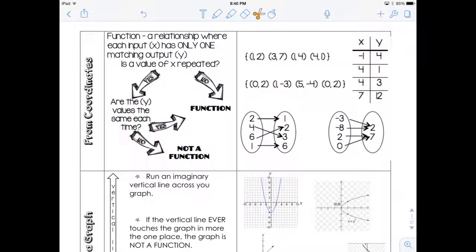Okay guys, we've made it. This is lesson 2.1. We're going to talk about functions for this whole unit. So today we're going to actually start by talking about what a function is and how we can recognize if something is a function.